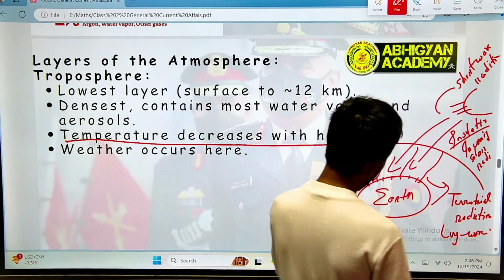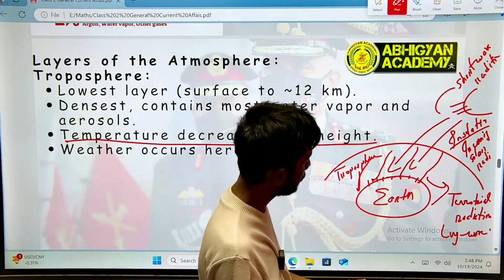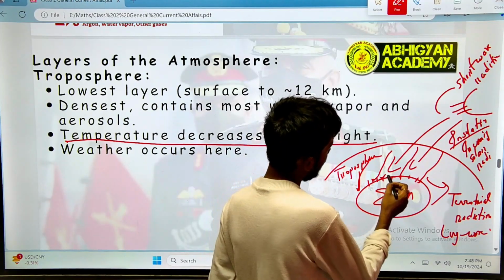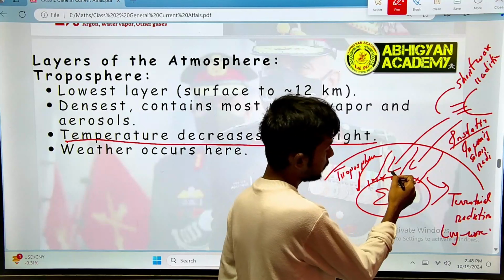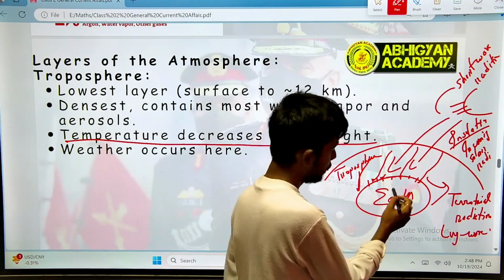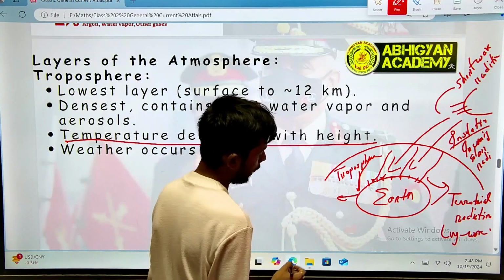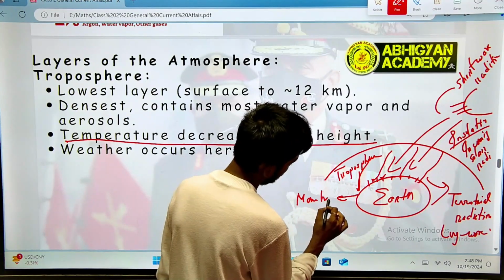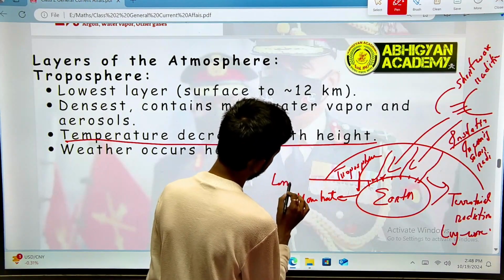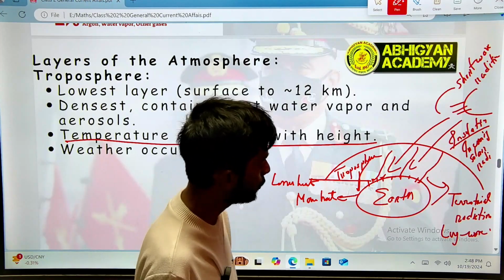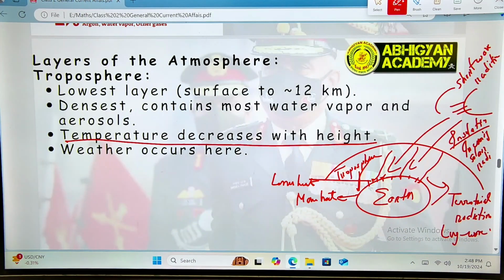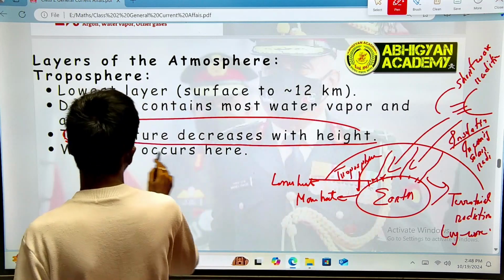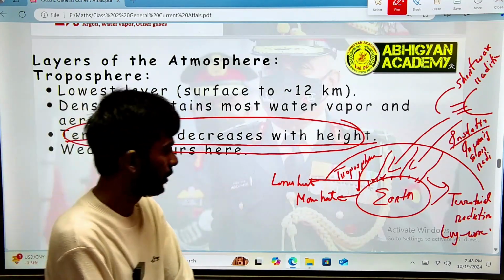Now what happens when this terrestrial radiation is reflected back from the earth surface? You can see that at some point the heating amount of this radiation decreases. Closest to the earth there will be more heat. When we go higher, there will be less heat, because the heating of the troposphere is basically from infrared or terrestrial radiation. That's why when we go above, the temperature will be lower. So temperature decreases with height in the troposphere due to this terrestrial radiation phenomenon. I hope this is clear to you all.